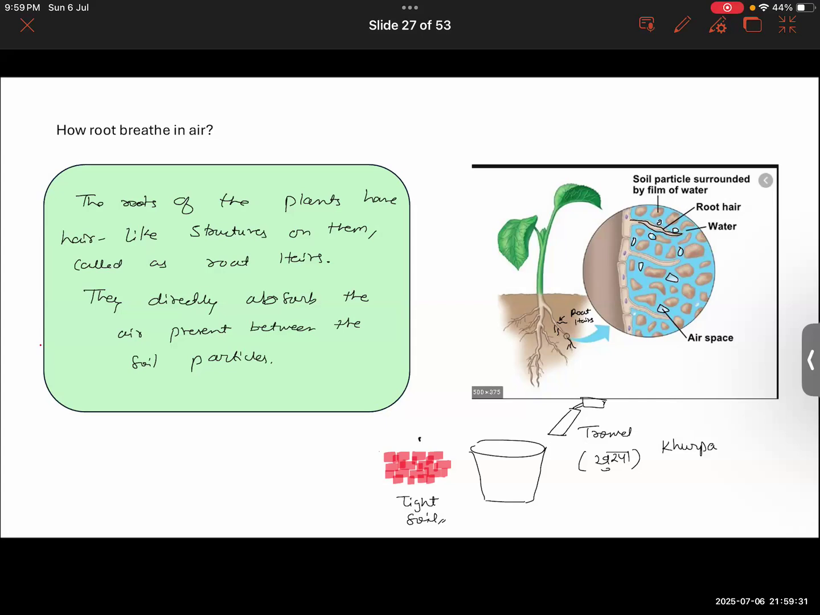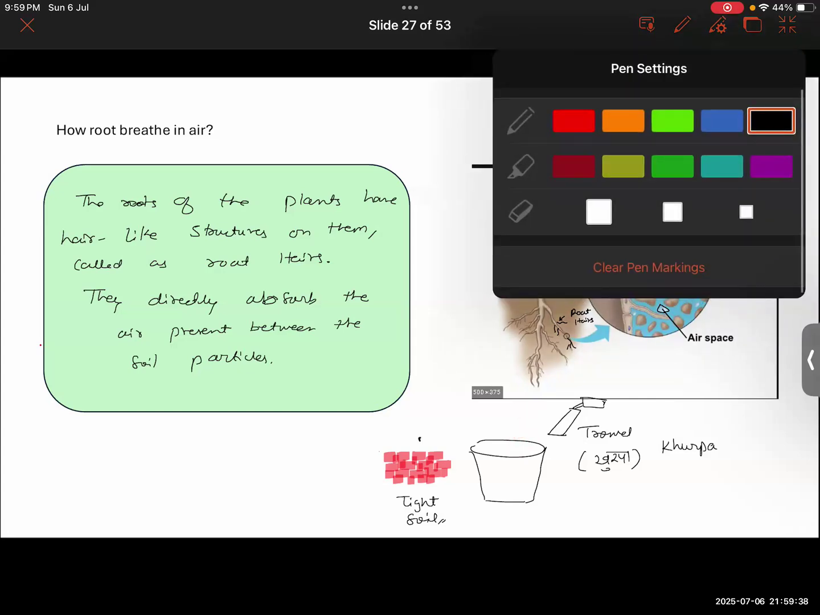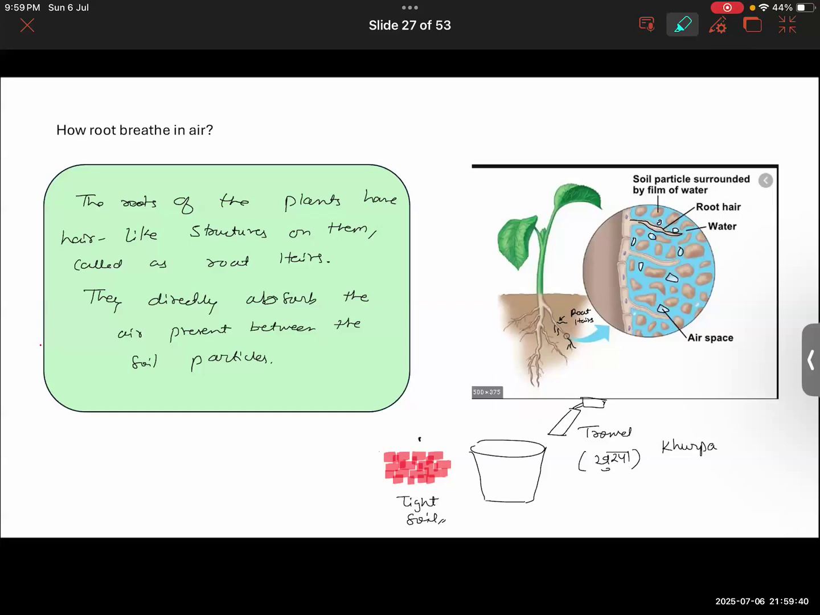Also, it is said not to overwater potted plants, because when you overwater, it will remove all the air that was between the soil particles. Like, these are the soil particles.